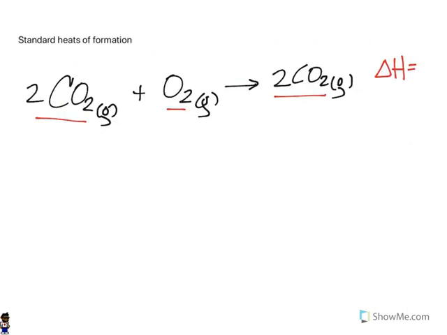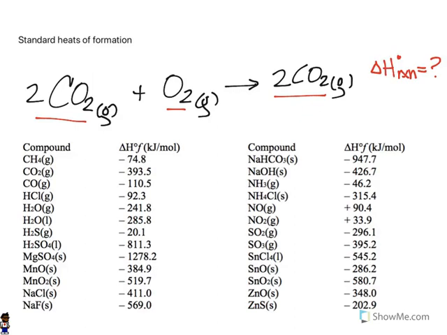Alright, so now let's go back to solving this problem. We want to find the heat of reaction. Let me add on to this: we want to find the delta H for this reaction. What is the heat of reaction, or enthalpy of the reaction here? Well, we're going to need that table that has all the standard heats of formation of all the substances.